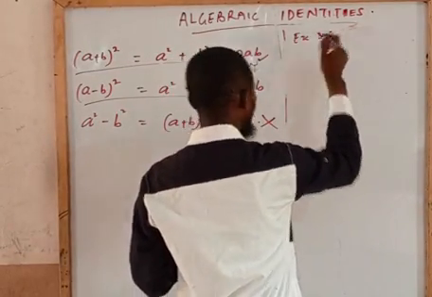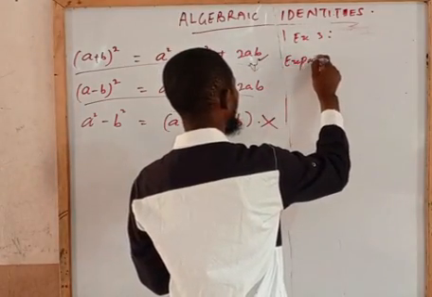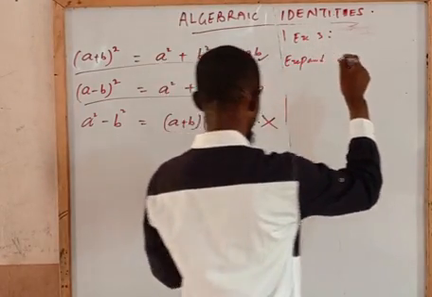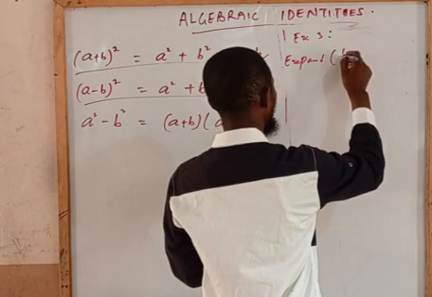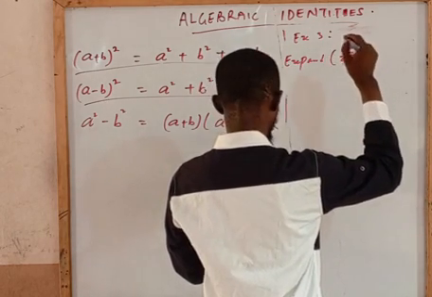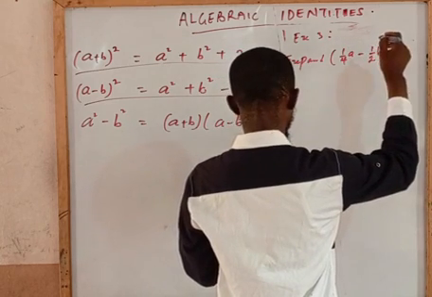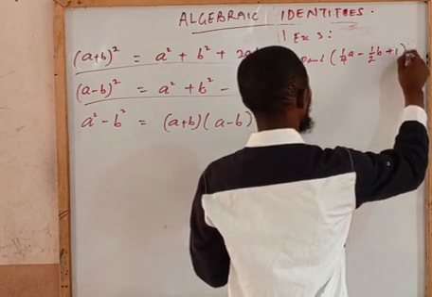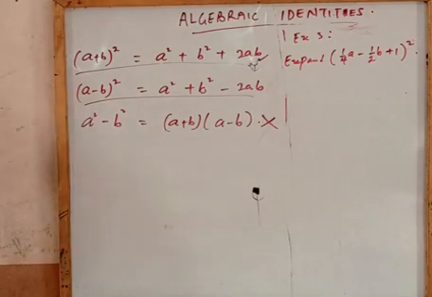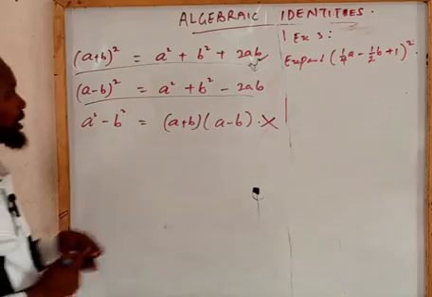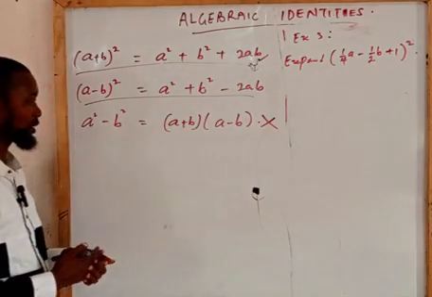Example 3. Expand. All right, this is our next question. We have to expand 1 over 4a minus 1 over 2b plus 1, all squared.